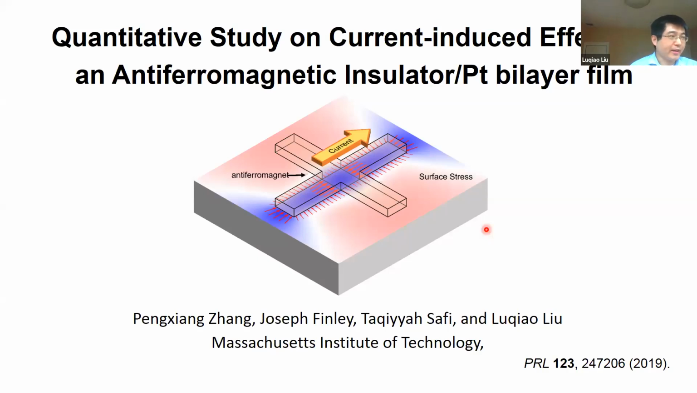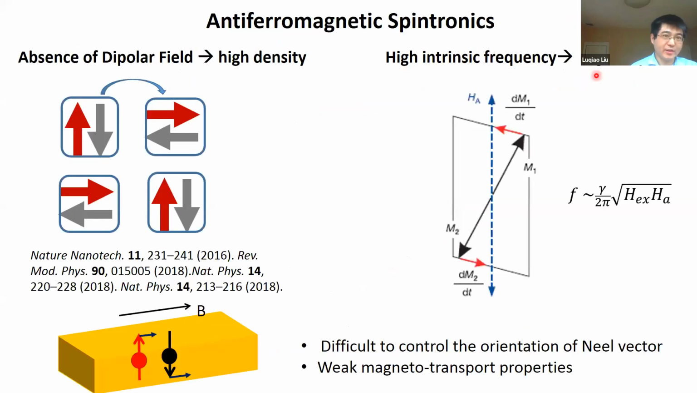Today my topic is to discuss antiferromagnetic insulator and platinum bilayer structure. Particularly, I will talk about how we can determine the nature and magnitude of the current-induced effect in such a system. First of all, antiferromagnetic spintronics is already a quite popular topic, and we have already heard many aspects of this story.